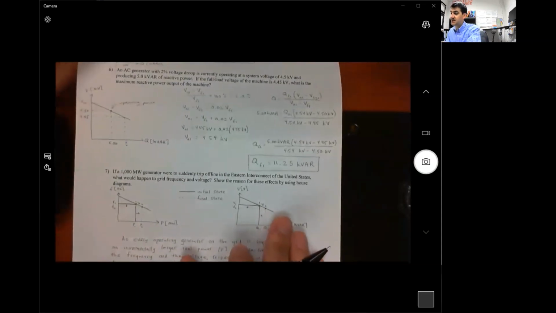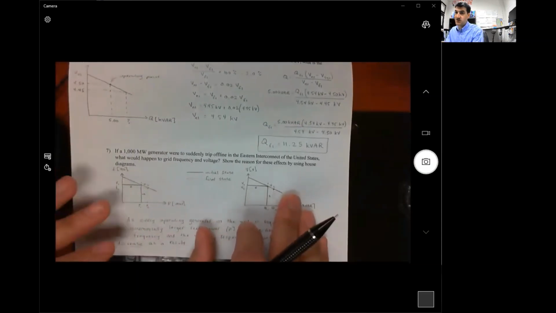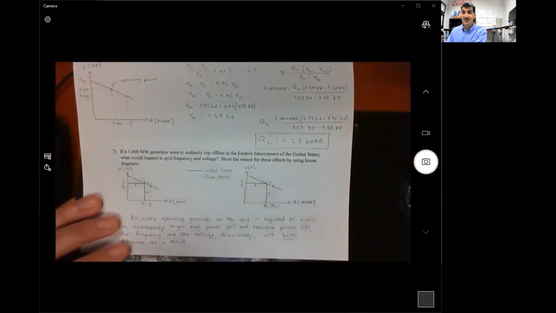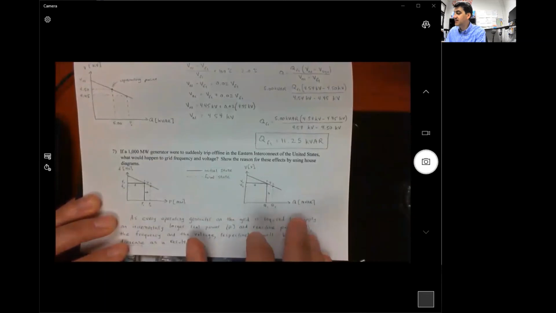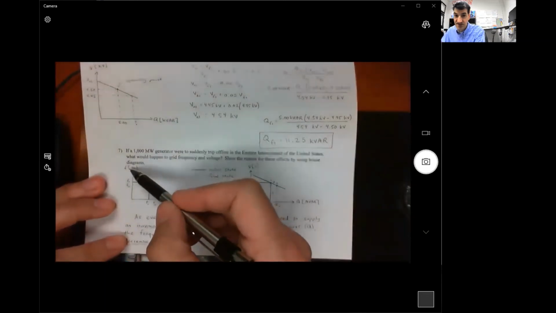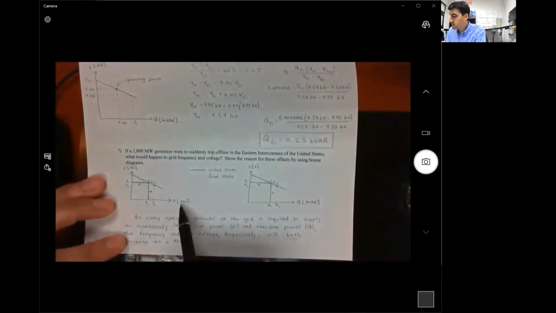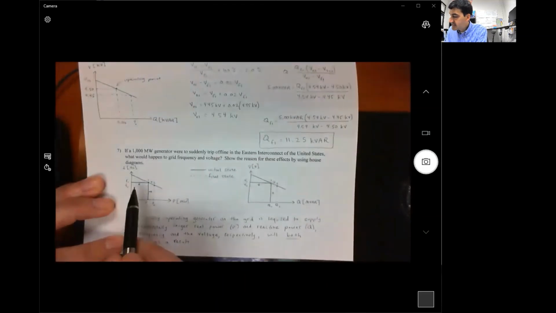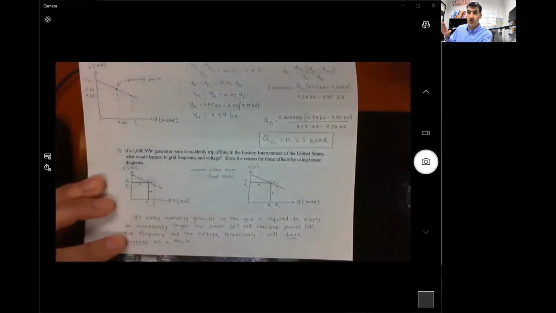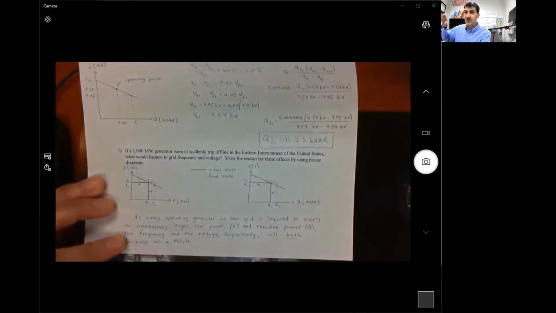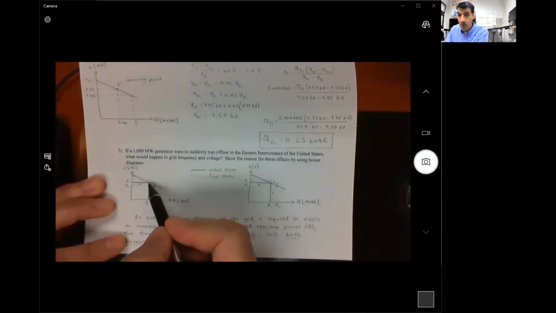So I'm not really asking for any calculation here. I just want to see that you know how to use droop diagrams and what happens as something changes in the operating parameters. So the first one I drew here is frequency in hertz versus power. And here is an example operating curve. And initially, before a 1,000 megawatt generator drops offline, we're at some operating point right here, point 1.